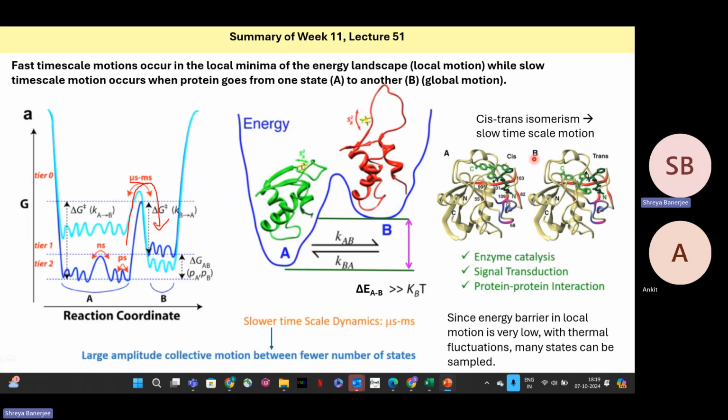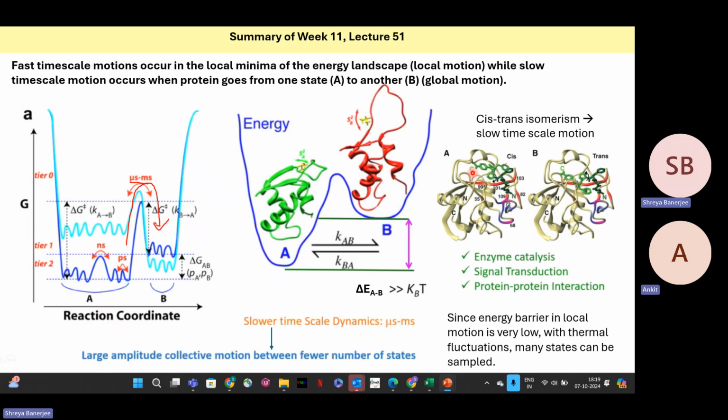Now, an example of this global motion of the protein is cis-trans isomerism. You can see one amide bond here going from cis to trans. So this is a very slow motion, again occurring on the microsecond to millisecond time scale. And often this cis-trans isomerism is a rate determining step in enzyme catalysis, signal transduction, or protein-protein interaction.